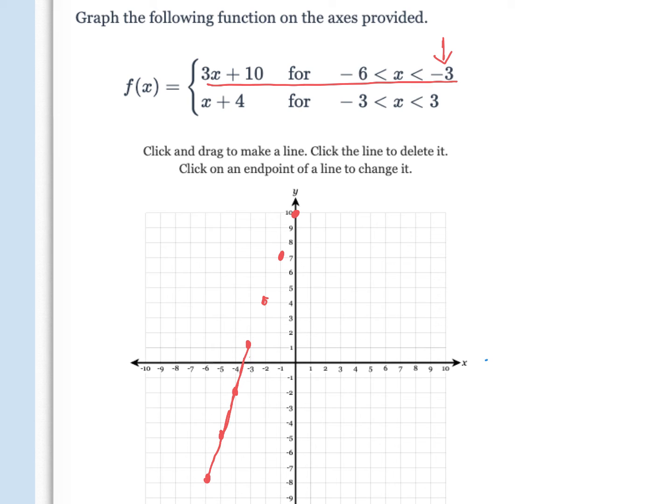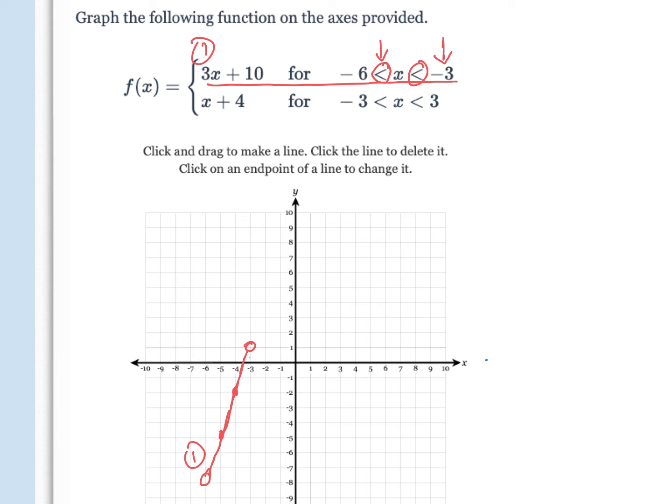And then I ask myself, well, am I going to have an open circle or a closed? Both of them are going to be open. So I will need to go back and erase a little bit more, because these are both open circles. So that is my function number 1. Let's just name it now while we're thinking about it.